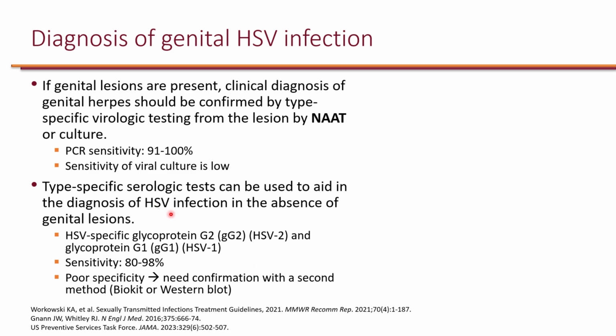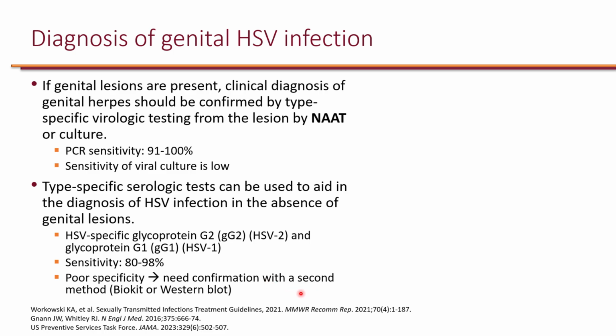And the serology test that's type specific can distinguish between HSV1 and HSV2. It essentially detects different glycoproteins from each of these. And it has a good sensitivity, 80 to 98%, but it has a poor specificity. So when there is a positive test, you have to make sure that it's not a false positive. So it needs to be confirmed with a second method.